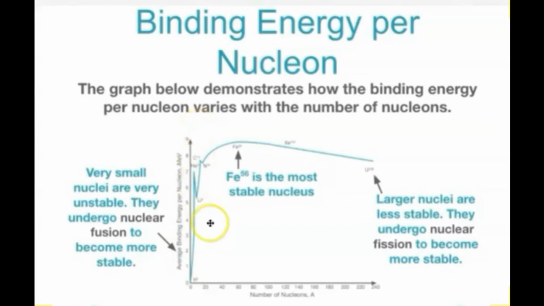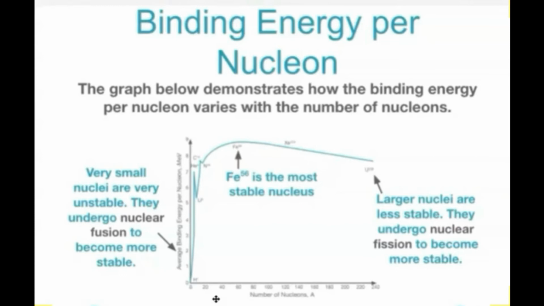So if we take something like hydrogen, or an isotope of hydrogen in its simplest form, which is 1 proton, you would put 1 on here, and you would find out the binding energy and plot it. Very small nuclei are very unstable. They undergo nuclear fusion to become more stable.